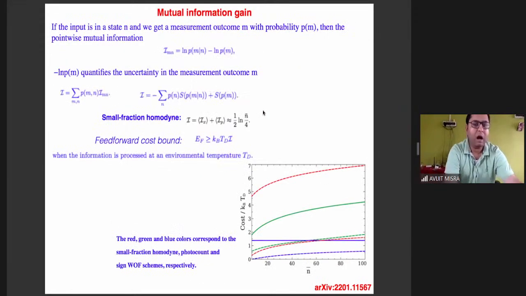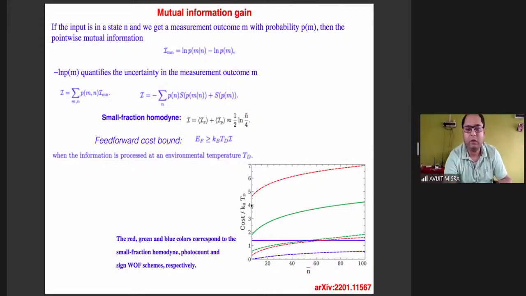Now I'll talk about how much information we gain. Suppose my input was in a particular state N and we got the measurement outcome M, then the pointwise mutual information is given by I_NM. Now, if I integrate over all input distribution and outcomes, then we get the total mutual information gain. And this mutual information needs to be feed-forwarded for work extraction. So the feed-forward cost is very technical and setup dependent, but it has a lower bound.